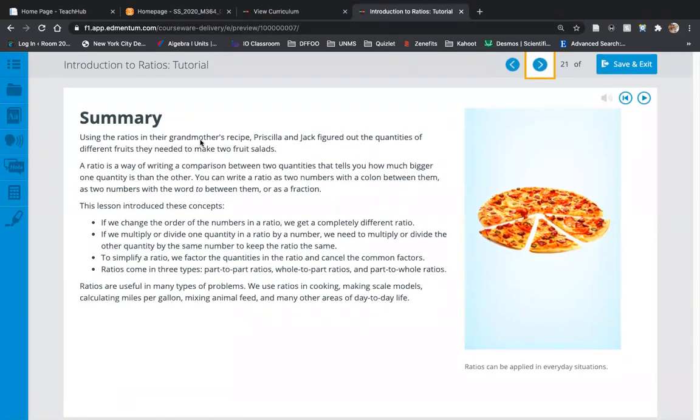So it says, using the ratios in their grandmother's recipe, Priscilla and Jack figured out the quantities of the different fruits they needed to make 2 fruit salads.